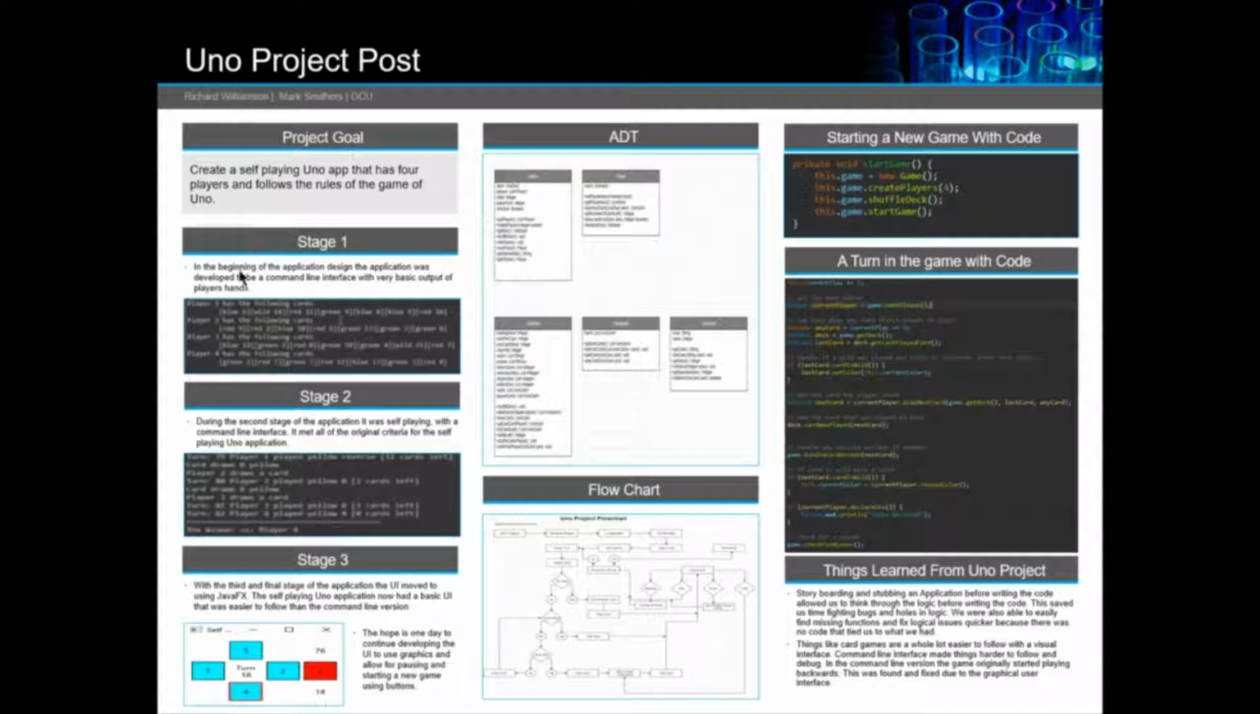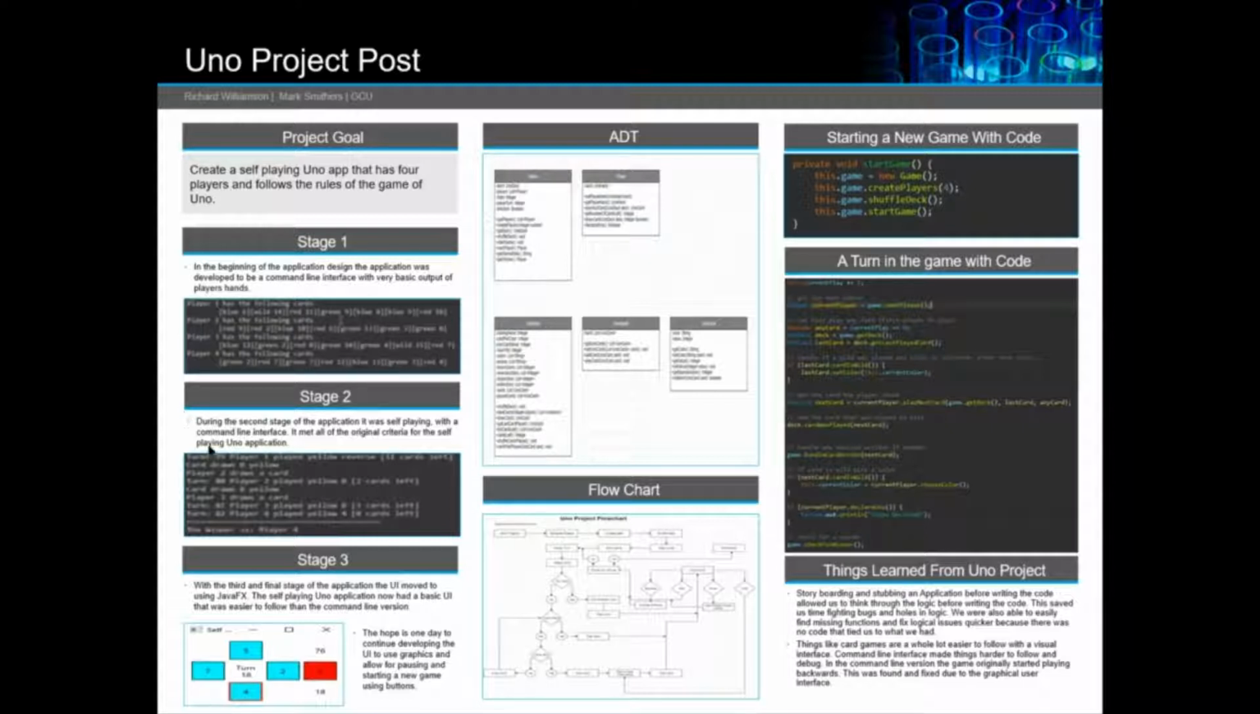The project goal is to create a self-playing Uno app that has 4 players and follows the rules of the game of Uno. In the beginning, which is stage one, the application was developed to be a command line interface. Very basic output. Player hands here. You can see the output of the player hands.